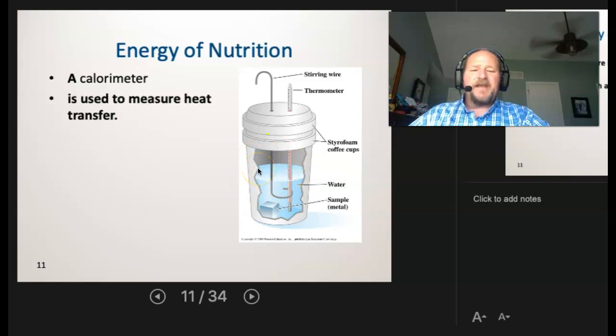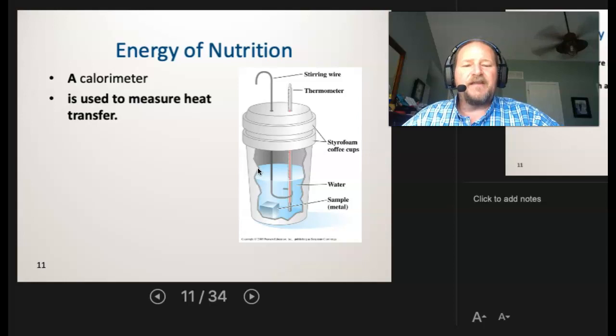So that's what we're doing with a calorimeter. We're measuring the heat that's being changed, and then we're going to convert that unit into calories. Hence calorimeter. It's measuring calories.